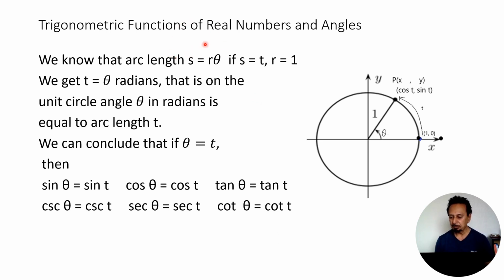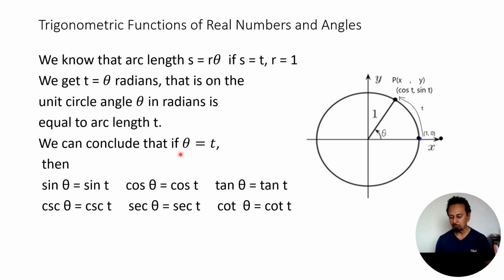Trigonometric functions of real numbers and angles. We know that the arc length s equals r theta. If we set s equal to t and r equal to 1, then this equation s equals r theta becomes t equals theta radians, which means that on the unit circle, the angle theta in radians is equal to the arc length t.